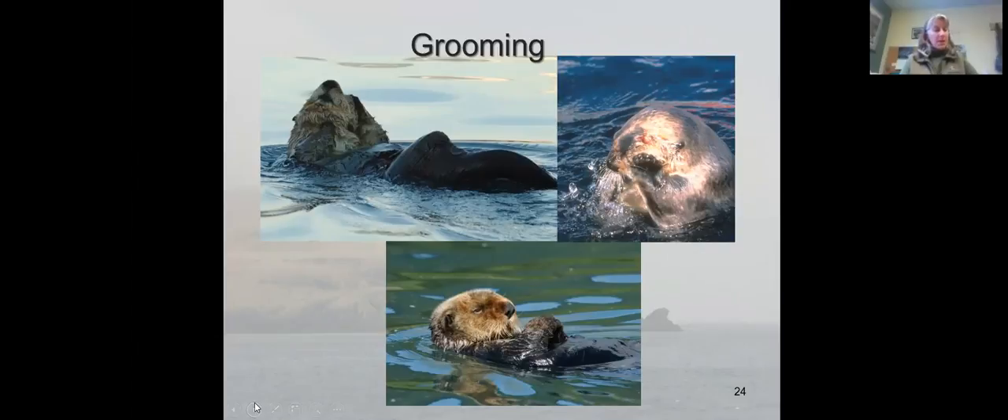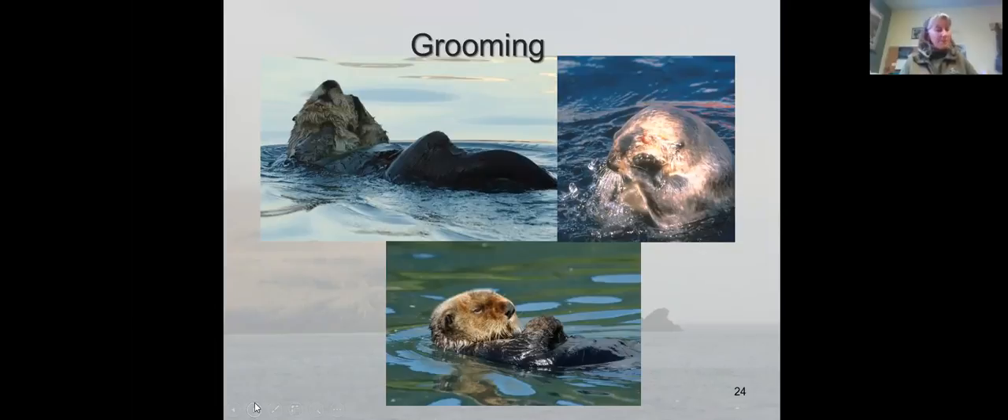And grooming. Because this is their insulation, they have no body fat, they spend a significant portion of their time grooming. And so the primary activities you have for sea otters are foraging, resting, grooming, and if they're adult female, there's pup rearing involved. And some mating and patrolling for males.